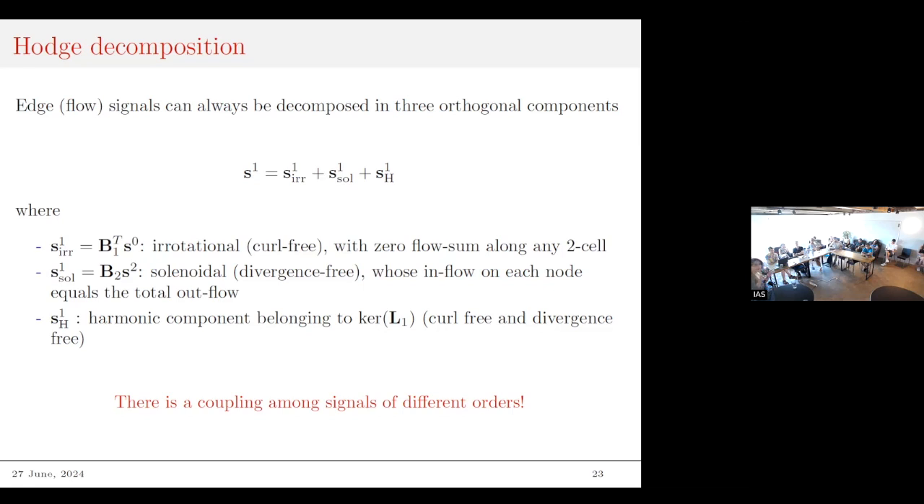Each of these components can be represented by using eigenvectors in the rotational space, eigenvectors in the solenoidal space, or eigenvectors in the harmonic space.